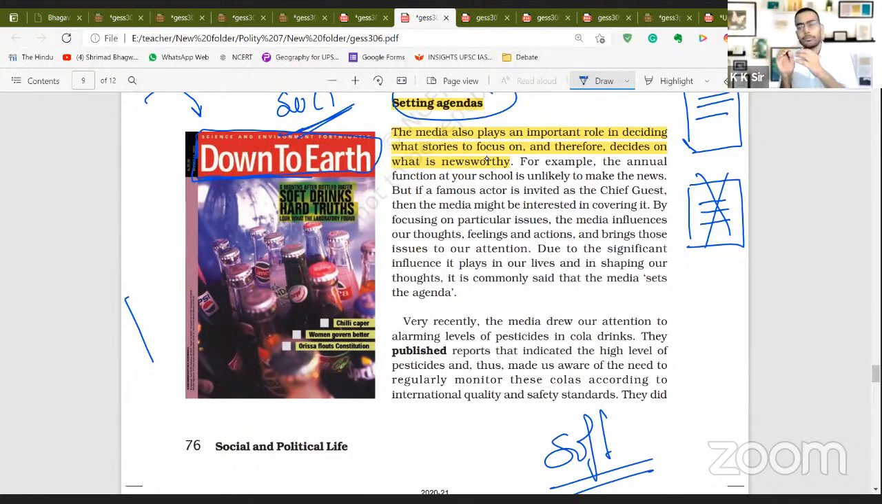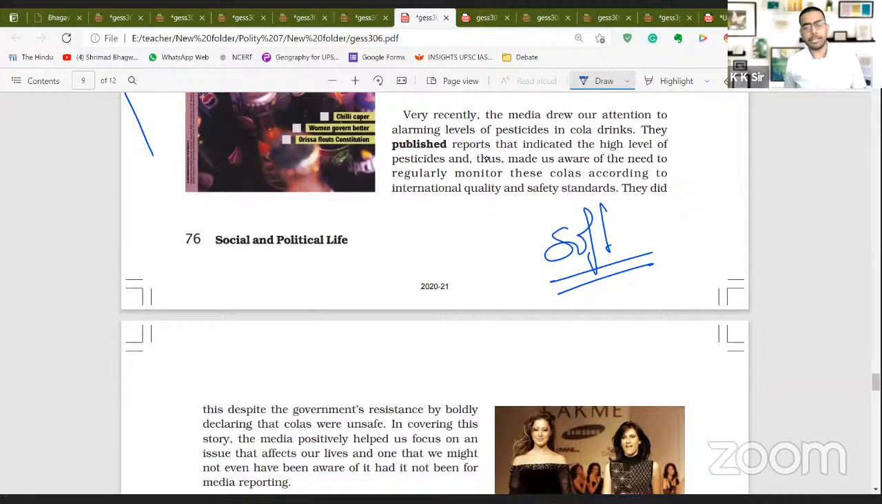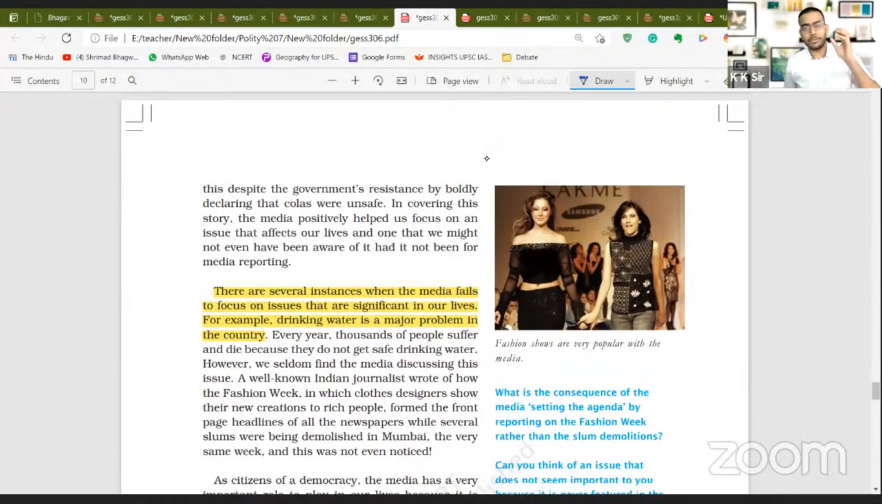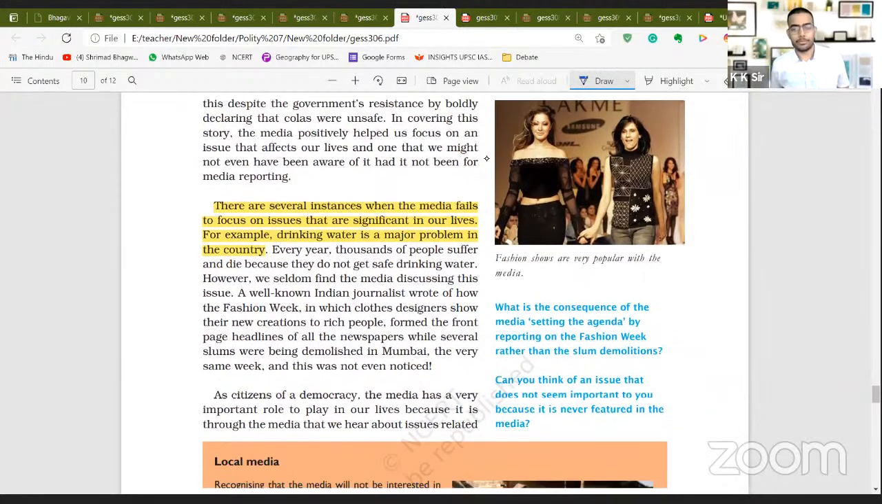They kind of tried to put a censorship on the media in reporting these harmful effects of soft drinks. But Down to Earth kept publishing this news again and again, in-depth analysis, and because of that, finally the government had to put a ban on soft drinks. They went back again after many times. When all the standards were met, they were allowed.